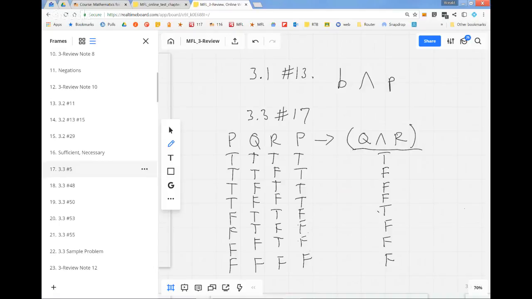So now we have to follow the if-then rule. It's only false when the first is true and the second is false. True, true: true. True, false: that's the bad one, right? When the first is true and the conclusion is false. Yep. True, false, we got another bad one, and another. And the rest are all true because the if part is false.